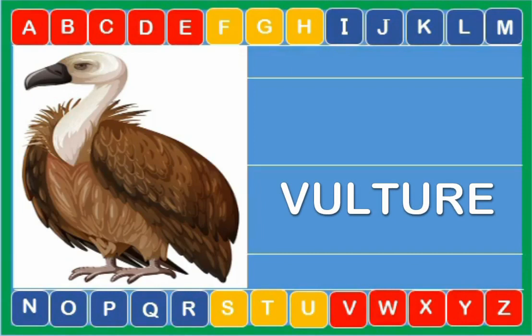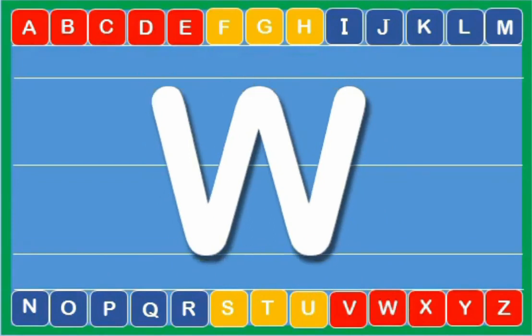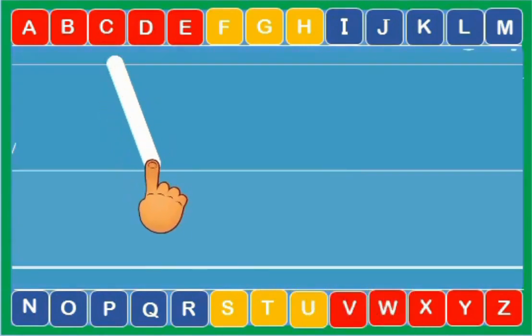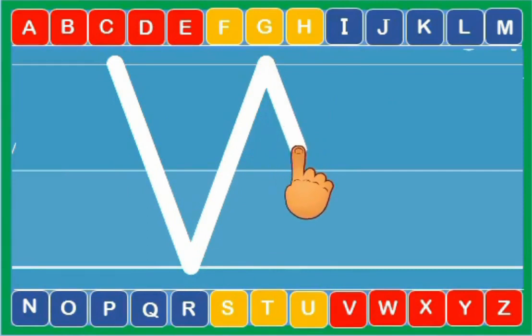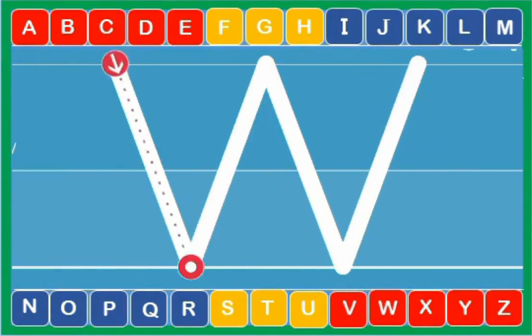Next is letter W. A right stroke, a left stroke up, a right stroke, and a left stroke up. W for whale.